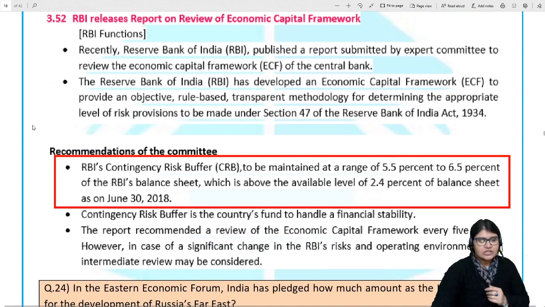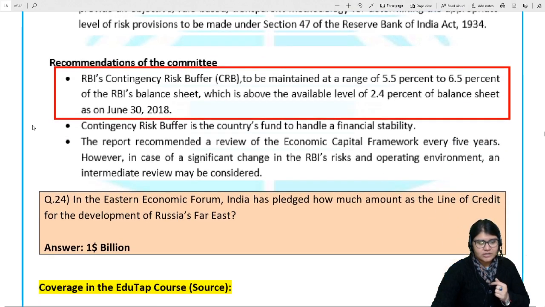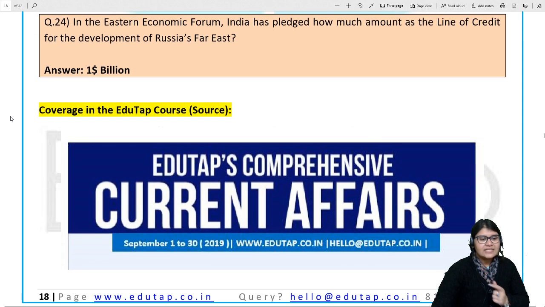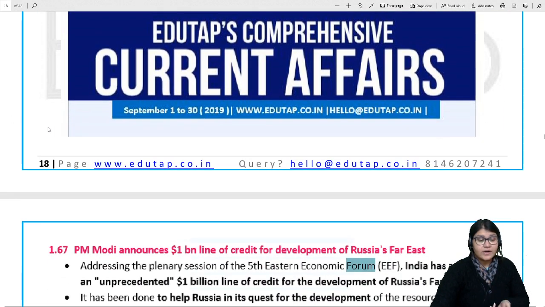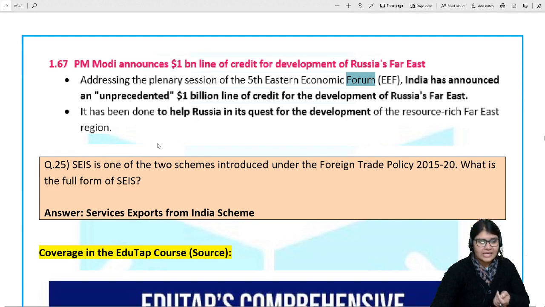You can see here there is a news article which says RBI releases report on review of economic capital framework. Here it is the very first recommendation that was mentioned regarding the contingency risk buffer. So between 5.5 to 6.5%. Next, at the Eastern Economic Forum, India has pledged how much as a line of credit for the development of Russia's Far East? The answer is $1 billion. This was again covered in the September monthly Current Affairs magazine that we provide. Very easily you can see the headline itself: PM Modi announces $1 billion line of credit for development of Russia's Far East.